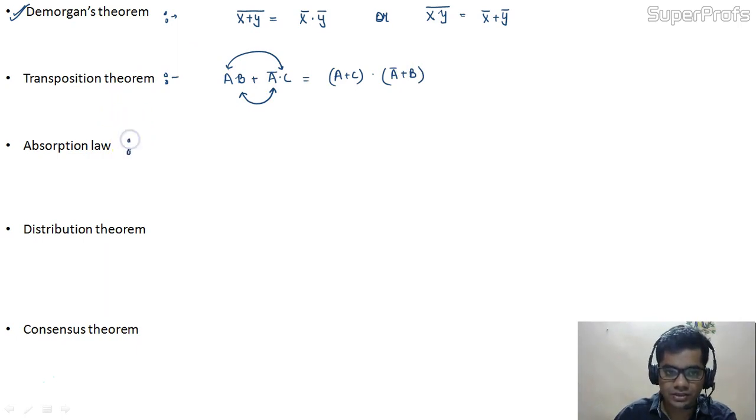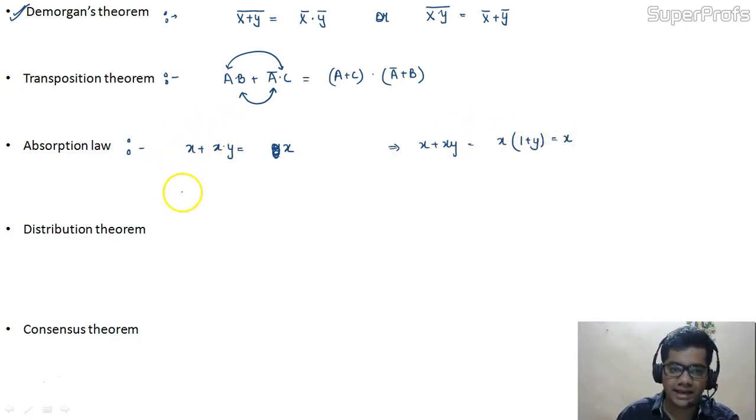Now we are going to see what is absorption theorem. So absorption theorem states that x plus x dot y would be equal to x, because when we take x plus xy, we take common x, that would be x dot (1 plus y), so it would be x.